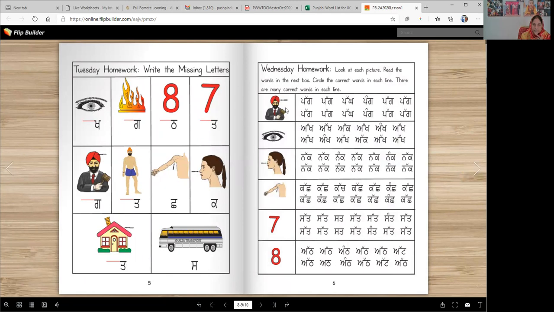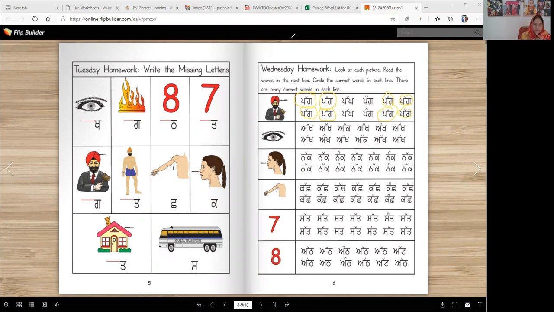Wednesday homework, look at each picture and then find these words. Some of these words are wrong. So which one of those words are wrong? So let's do one or two examples together. Let me get my annotation. Pug, pug, no, pug. We don't say pug. Oh, we are supposed to circle the correct word in each line. I didn't even read the directions. So here, pug, not pung, pug. How about this one? Pug, yes, pug, not pung. And that's how you're going to do with all of them.